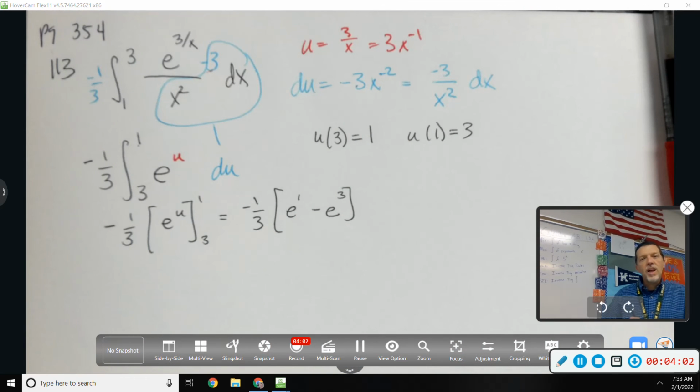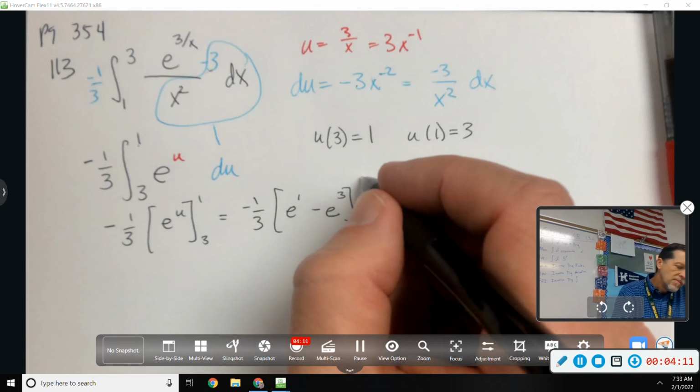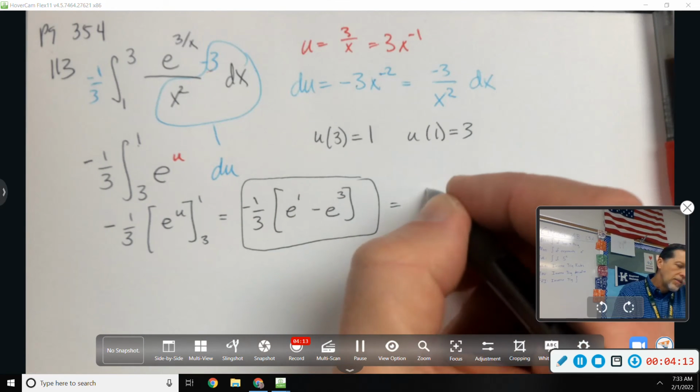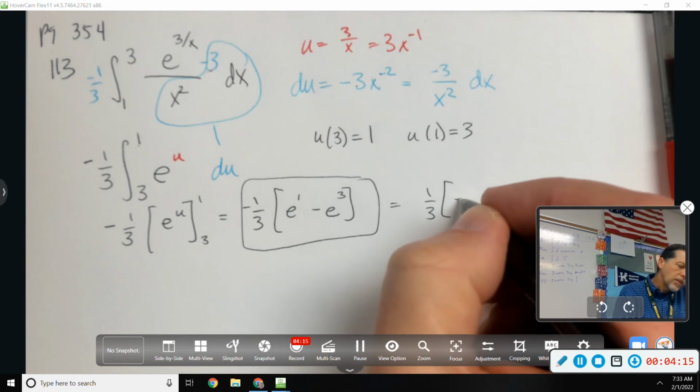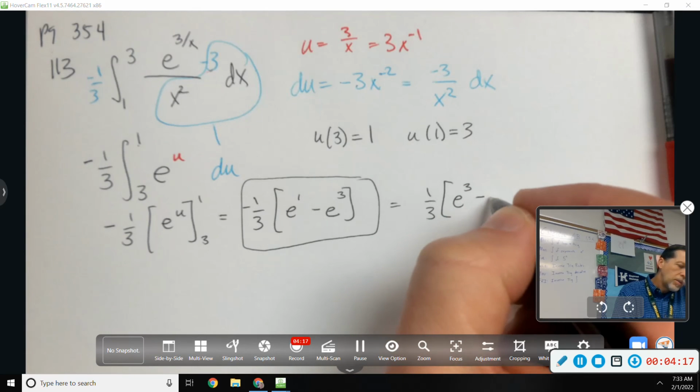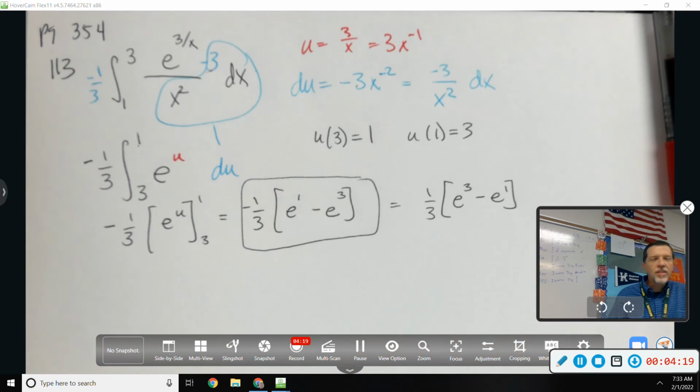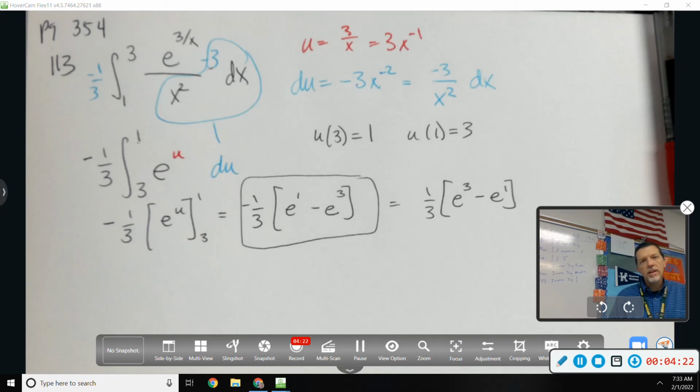And that's a safe stop. We could leave it alone. If we had switched it, we'd end up with 1/3 e cubed minus e to the first, which is the same thing. So either way.